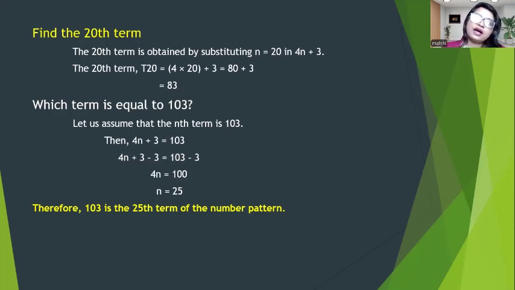Then you can divide both sides by 4. Then you can get an answer for n. It is 25. What is meant by 25? Actually, 25 means the 25th term of the number pattern is 103. I hope you can understand.